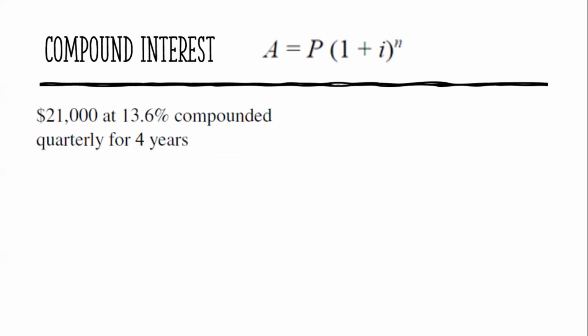$2,100, 13.6% compounded quarterly for 4 years. Now, I don't have my table here, but anybody remember what quarterly means? How many times per year is quarterly? 4. Absolutely. So, first of all, the principal is still the 2,100. That's not changing. The principal is not being changed.